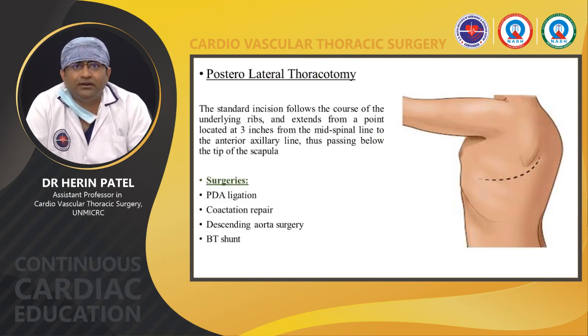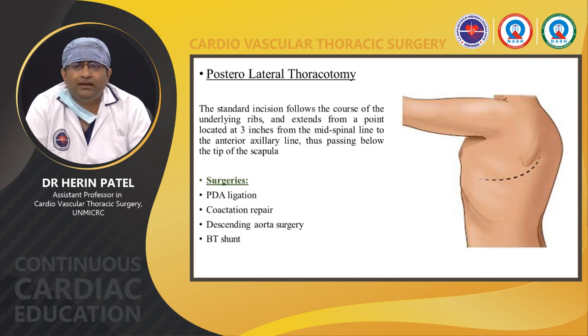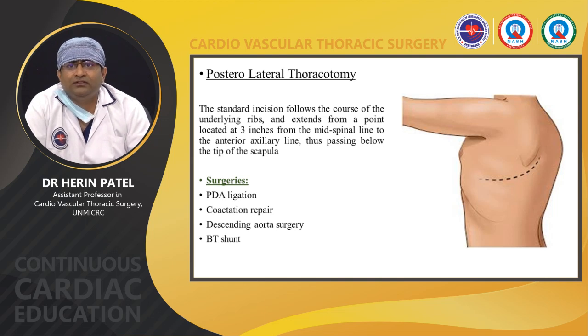Another surgery is the posterolateral thoracotomy. The standard incision follows the course of the underlying ribs and extends from the mid-spinal line up to the anterior axillary line, below the tip of the scapula. It is a standard thoracotomy incision which we use in the pediatric population while doing PDA ligation and coarctation repair, in the adult population doing descending thoracic surgery, and BT shunt surgery in patients with TOF or TOF physiology who require BT shunt surgery.